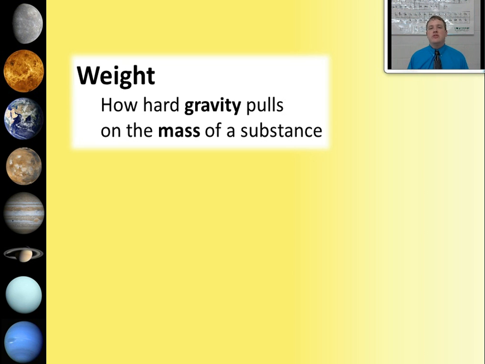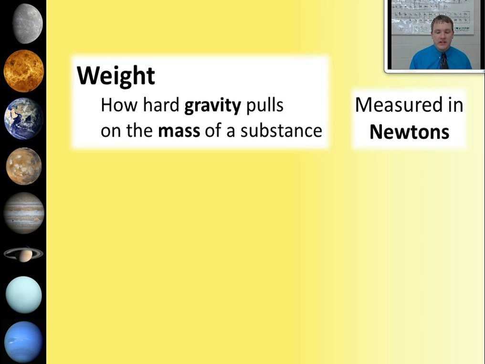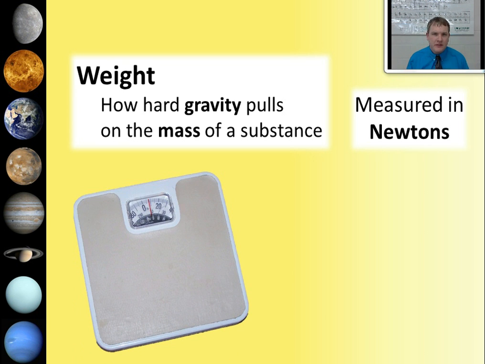In science, we usually measure weight in a unit called newtons. Notice that that's different from the gram-derived units that we use to measure mass, kilograms, milligrams, or grams themselves. Newtons are different because they measure something different. They measure how hard gravity pulls on an object. Now, in our everyday lives, we're probably way more used to measuring weight than we are to measuring mass. Anytime you step on a scale, what you're actually measuring is how hard gravity is pulling down on your mass.